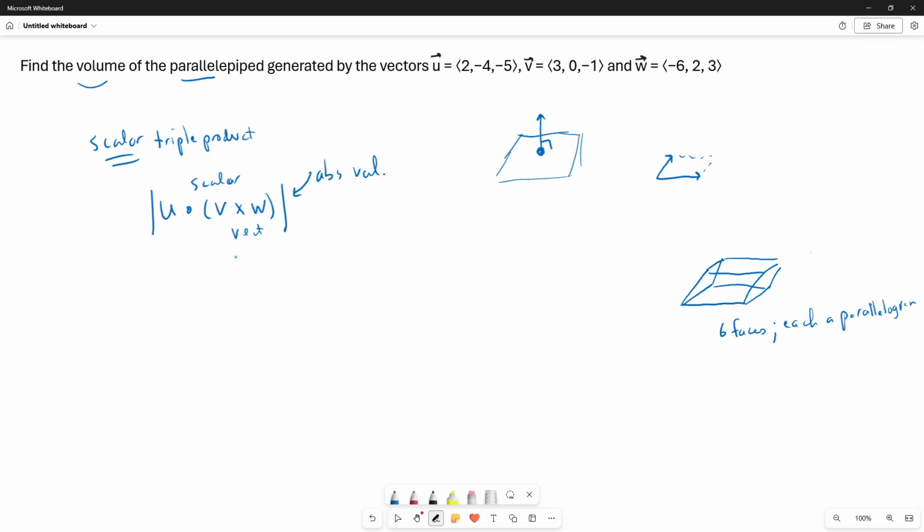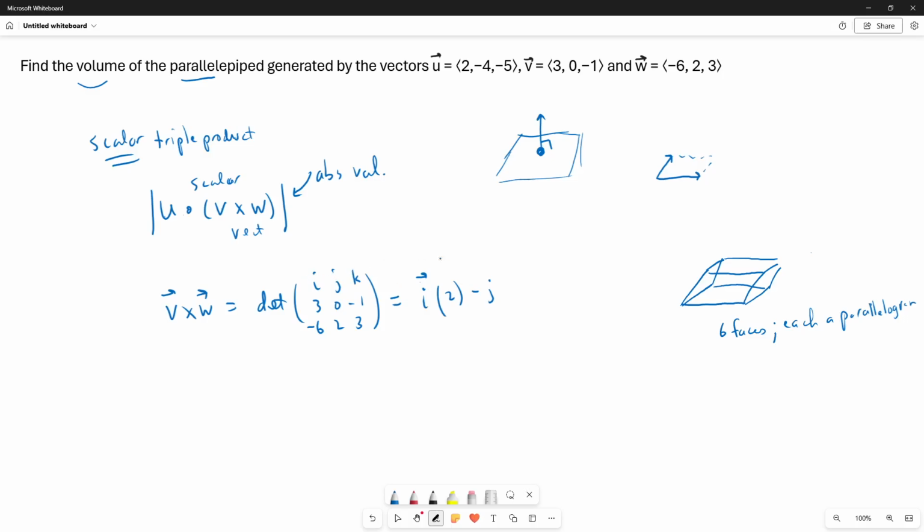So V cross W. V cross W is the determinant of the matrix ijk, the unit vectors in the x, y, and z directions. And then we'll put V in row 2. That's 3, 0, negative 1 given. And W, negative 6, 2, 3. So this is I times the determinant of this 2 by 2 here, which is 0, minus negative 2, which is 2, and then minus J.